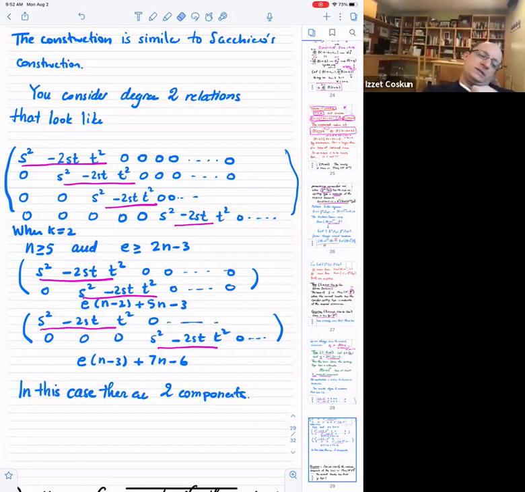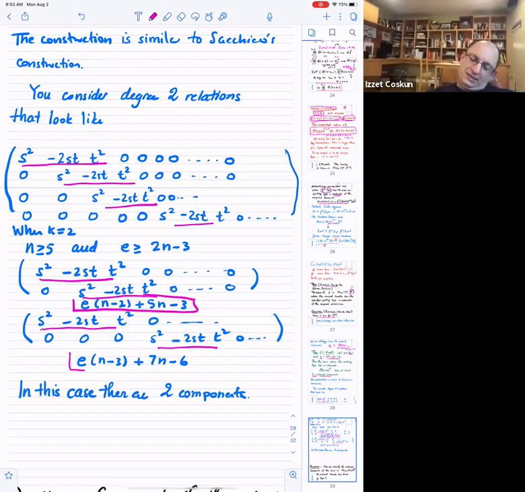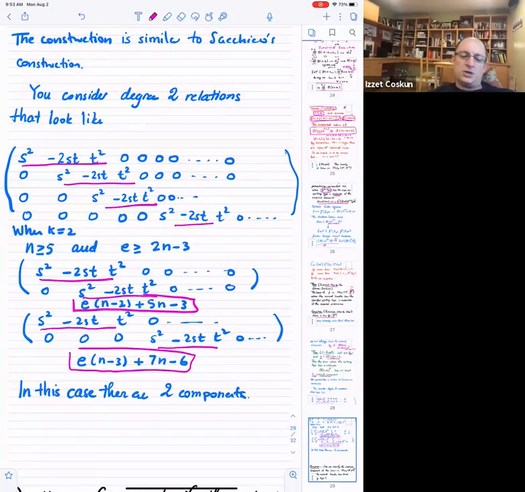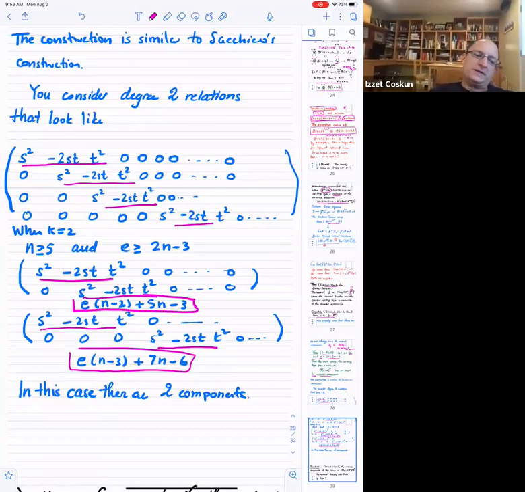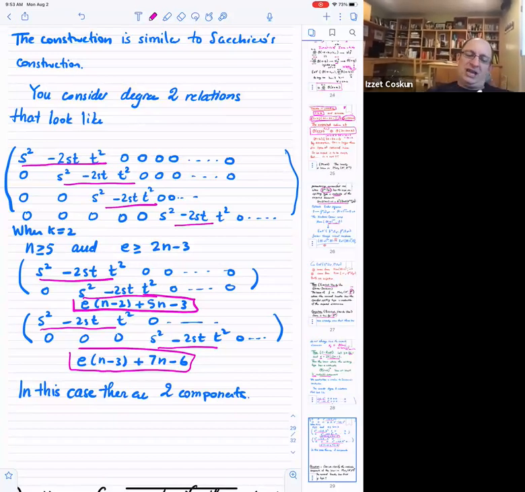And if you do this, you see the dimension where you have this kind of overlapping conic relations is typically much larger as e goes to infinity. It looks like e times n minus 2 plus 5n minus 3 compared to e times n minus 3 plus 7n minus 6. If e is very large, then the leading term dominates and you can get separate components. In fact, if you just want 2 degree 2 relations, then that has exactly 2 components, and these are the shapes that they can have.